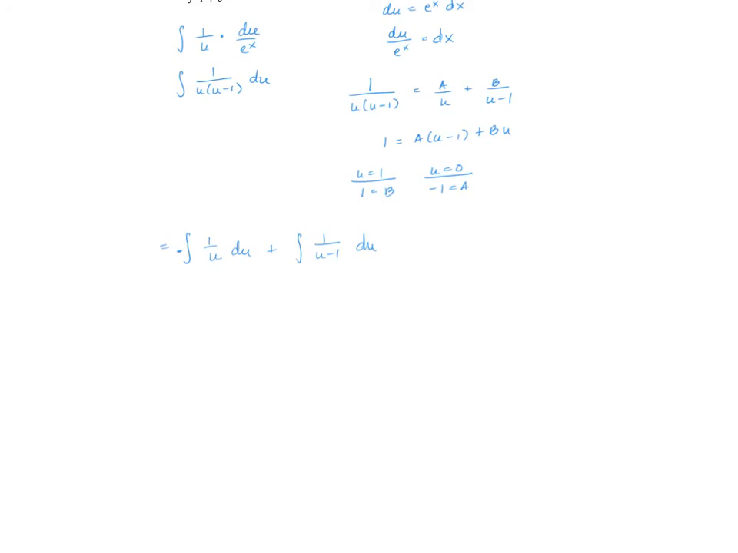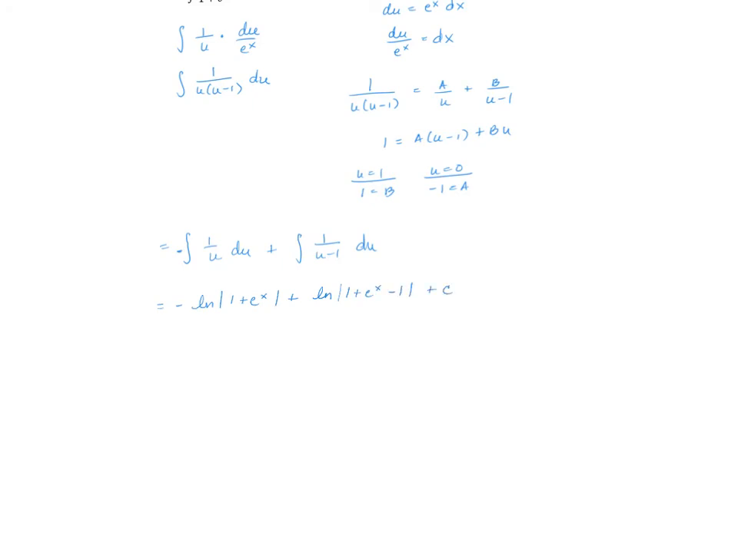And we have negative natural log of u. However, we have to plug back in 1 plus e to the x. Right? So this is going to equal negative natural log of the absolute value of u, but u was 1 plus e to the x, plus the natural log of absolute value of u minus 1, but u was 1 plus e to the x minus 1.